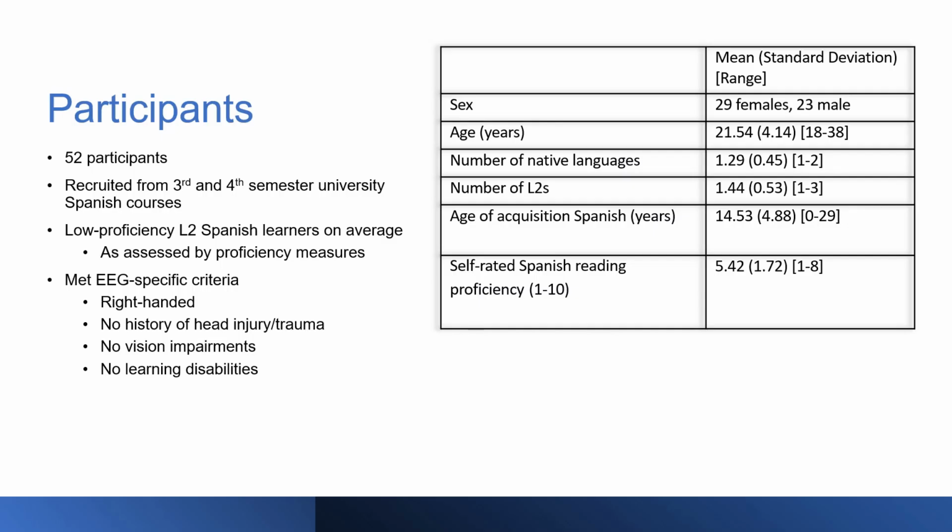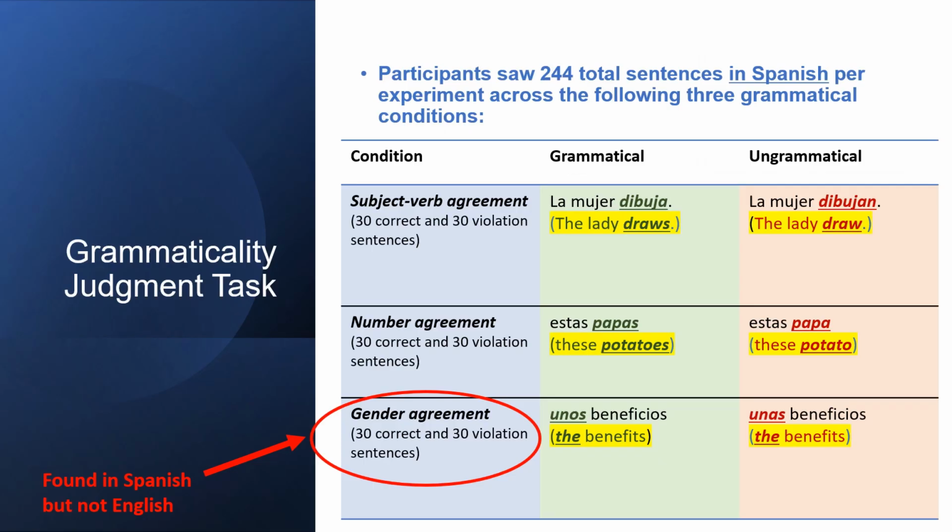We recruited 52 participants from third and fourth semester university Spanish courses who were considered to be low proficiency L2 Spanish learners on average, as assessed by proficiency measures. The EEG recordings were collected during a grammaticality judgment task, during which participants saw 244 total sentences in Spanish per experiment across the following three grammatical conditions: subject-verb agreement, number agreement, and gender agreement, the last of which is found in Spanish but not in English.